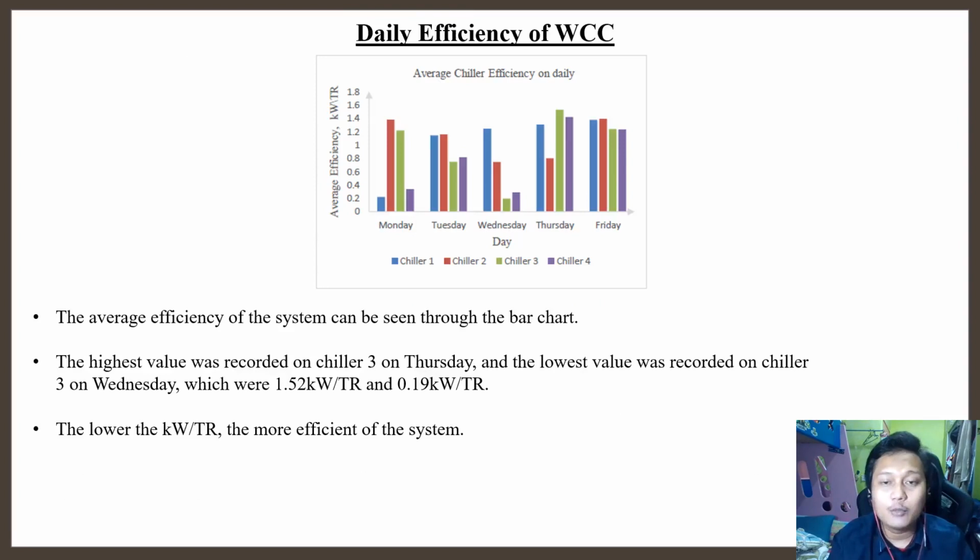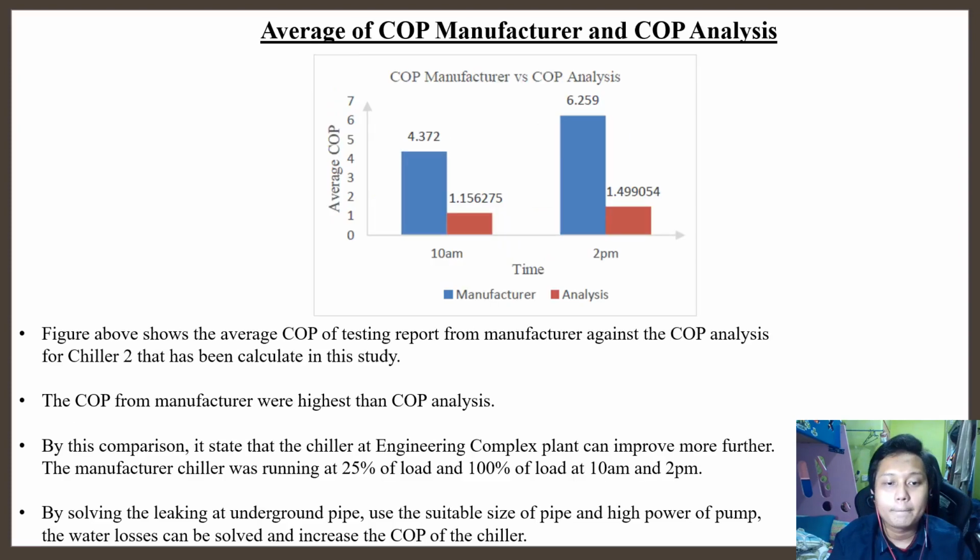Daily efficiency of water-cooled chiller. The average efficiency of the system can be seen through the bar chart. The highest value was recorded on chiller 3 on Thursday, and the lowest value was recorded on chiller 3 on Wednesday, which were 1.52 kW per ton refrigerant and 0.19 kW per ton refrigerant. And the lower the kilowatt per ton refrigerant, the more efficient the system.